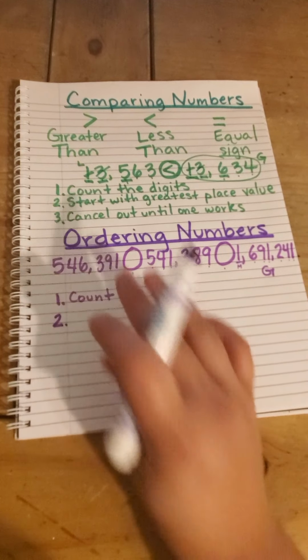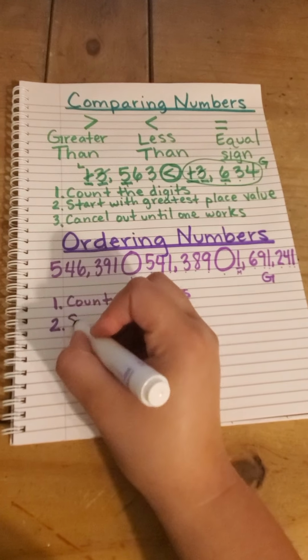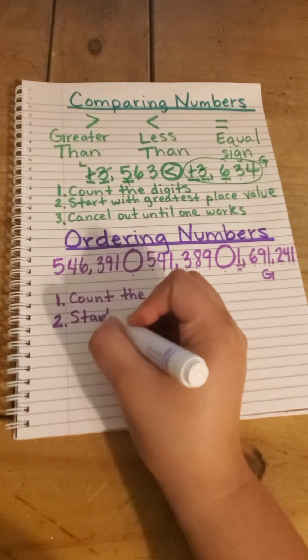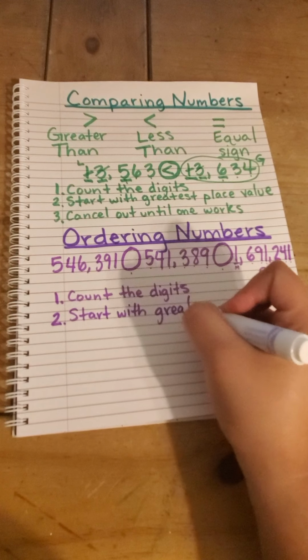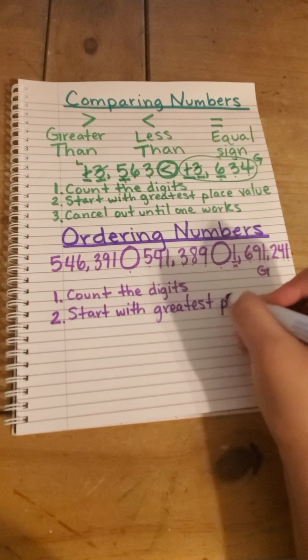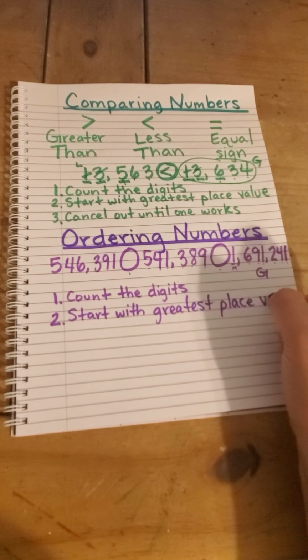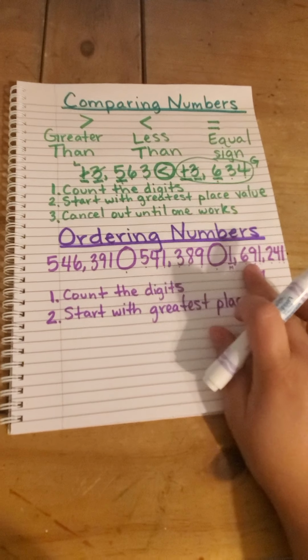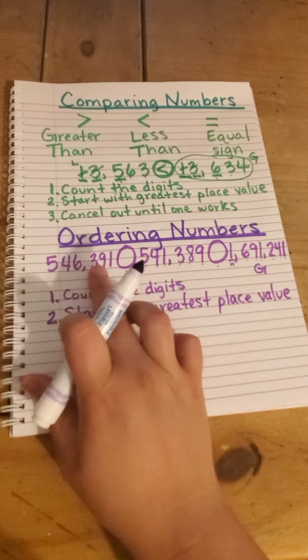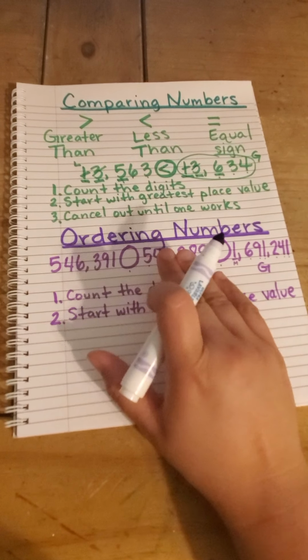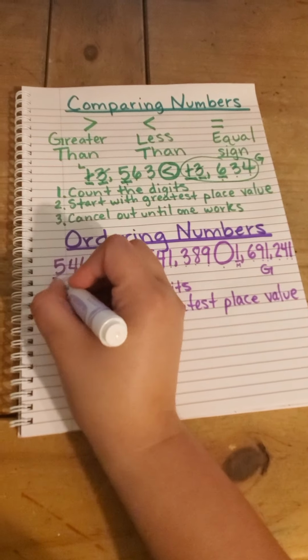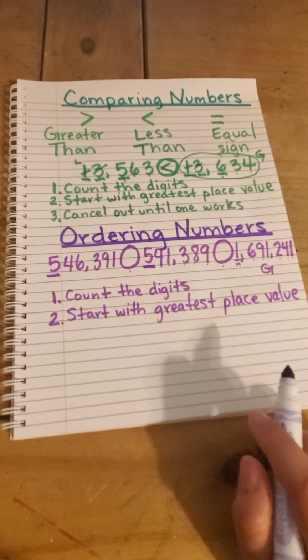Now I'm going to do the same step. I start with greatest place value. So I already know this one's the greatest. So now I want to compare these two. And I want to start with the greatest place value. They have the same amount of digits. So I'm starting both with 100,000.